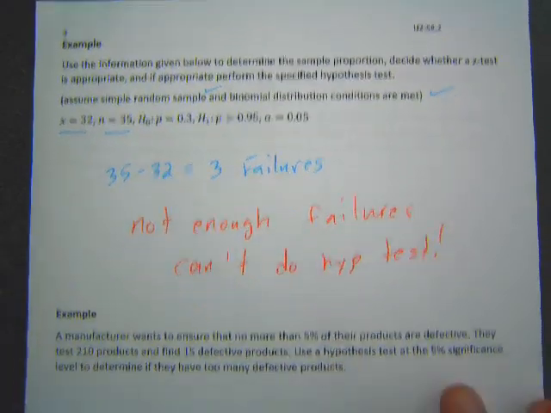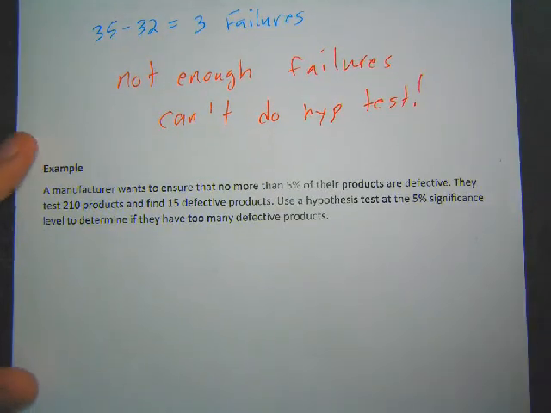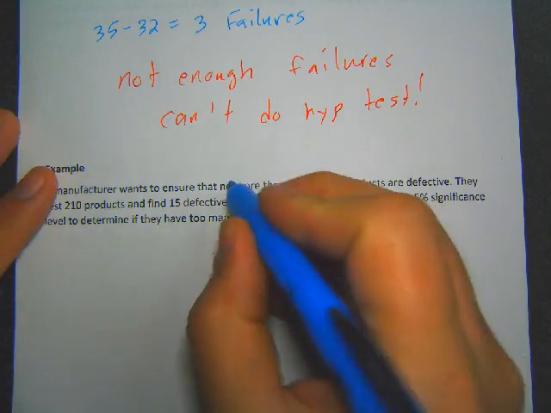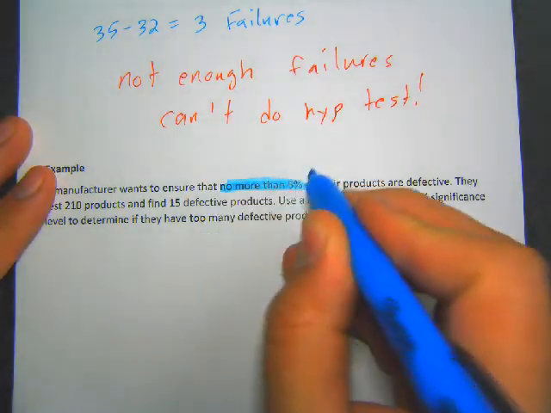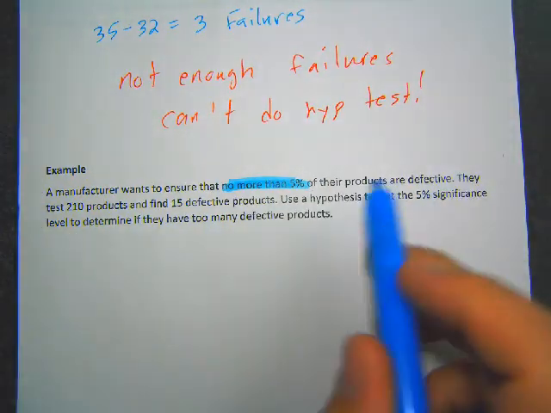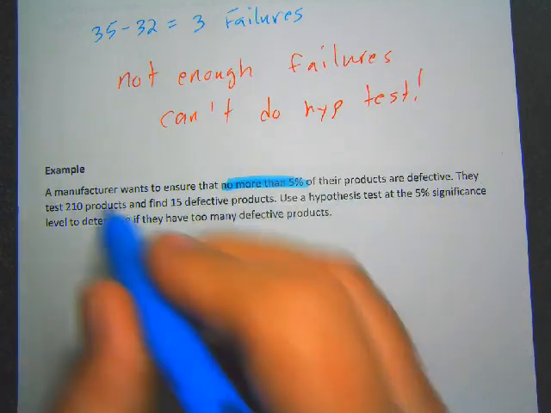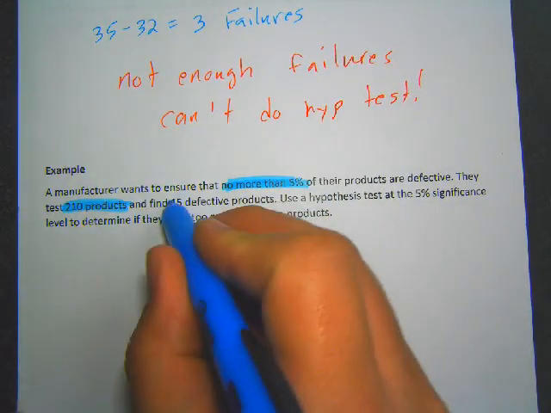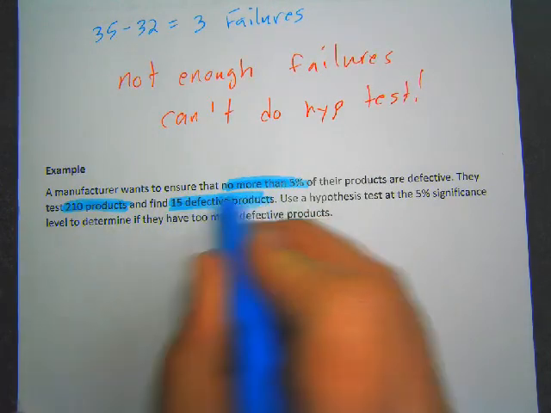Okay, let's try one that actually can work this time. A manufacturer wants to ensure that no more than 5% of their products are defective. It's a low one again, so hopefully they sampled a lot. They test 210 products, so they tested a lot, which is a good sign. And they find 15 defective. So 15 is pretty small, but it's enough, right?